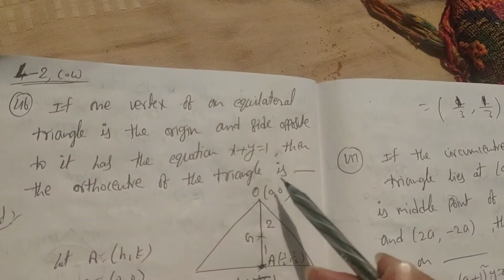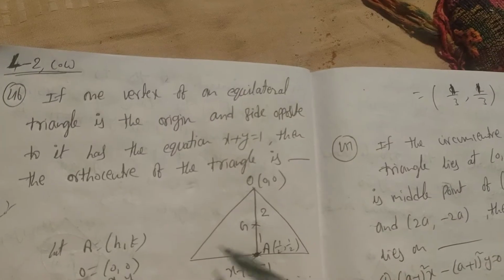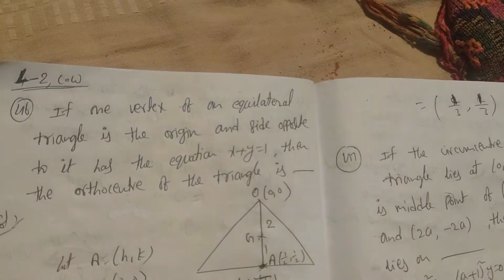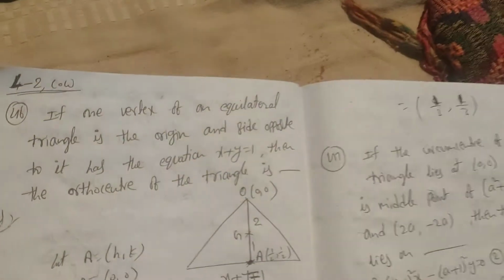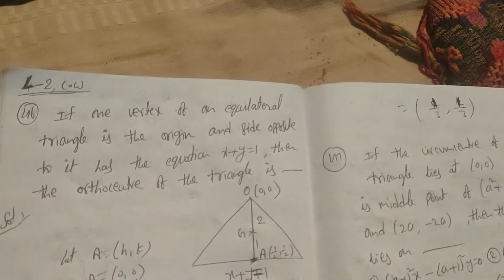So given an equilateral triangle. In an equilateral triangle, the orthocenter, circumcenter, incenter and centroid, all these are coincident.